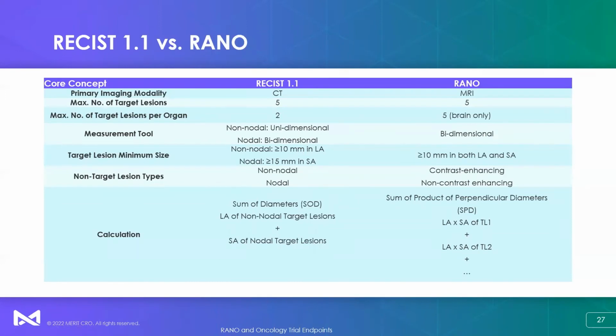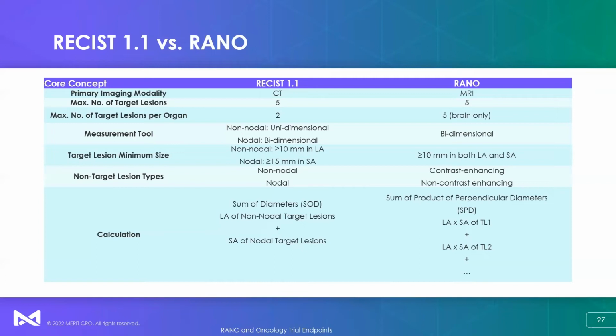And this is just a quick table to give a quick comparison between RECIST 1.1 and RANO. Basically, RECIST has CT as the primary imaging modality and MR as secondary, whereas RANO recommends MR as the priority, or preferred, modality. For the number of target lesions, RECIST allows up to 5 per subject, with a maximum of 2 per organ. RANO only asks you to assess up to 5 target lesions, and all 5 are within the brain parenchymal tissue only.